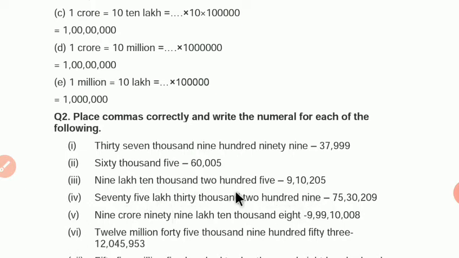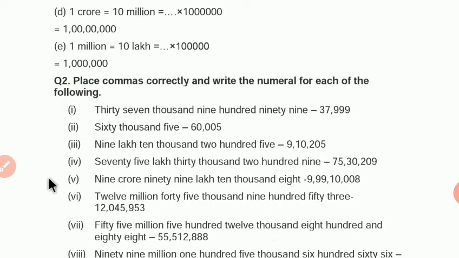75,30,209. 75 means we have to write 75, then 30,000 means 30, 209, 209. Here again you can see it is given in lakh. It means it is in Indian system. So again we will place the comma after 3 digits from the right. 1, 2, 3 and the second comma after 2 digits. So 1, 2. So 75,30,209. Fifth one, 9 crore 99 lakh 10,008.